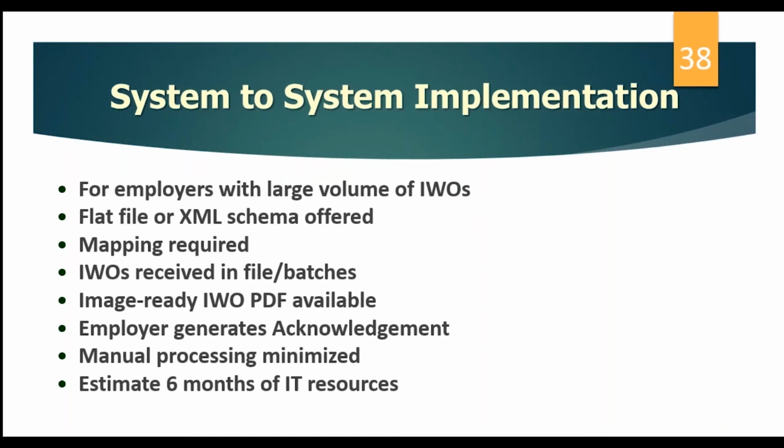You have the option, and most employers want the option because just like California said, you're required to give a copy of the income withholding order in the state of California to your employees. So you have the option of also receiving an image-ready income withholding order in a PDF document. So if we delivered on the flat file 15 orders, you'll get 15 PDF documents to match each one of the orders that were on that file so that you can print it and give it to your employee or you can store it for your records.